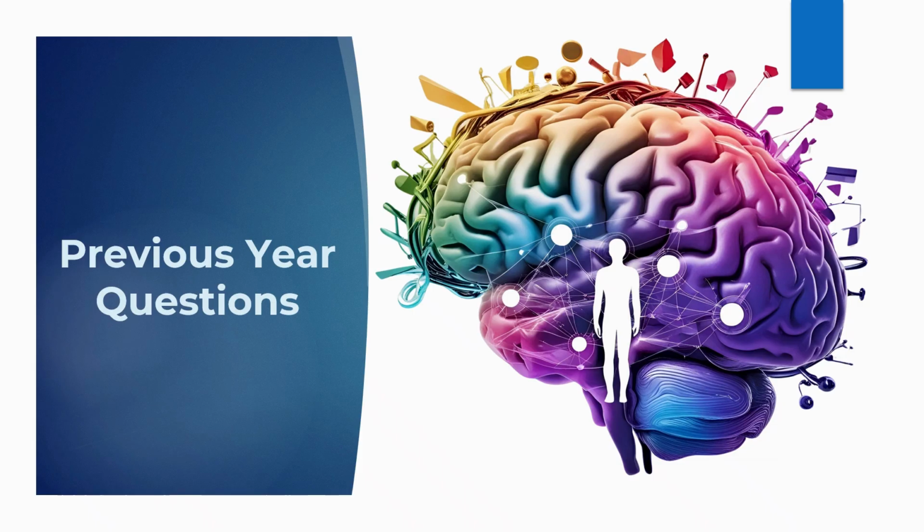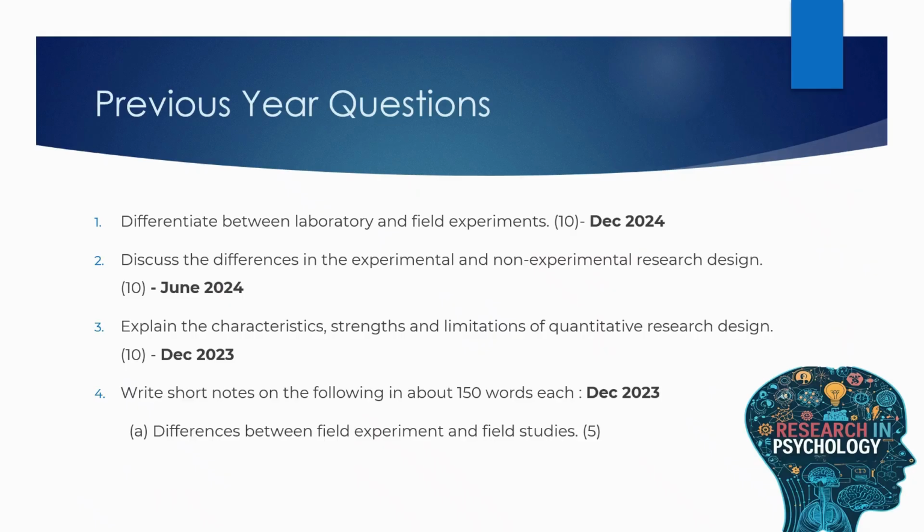Let's look at the previous year questions from this topic. First question we have, December 2024, and this is: differentiate between laboratory and field experiments. This was for 10 marks. We have already discussed this, right? What are laboratory and what are field experiments? We have the table. You can just explain the table with examples. You can create an example. You just have to finish the word limit.